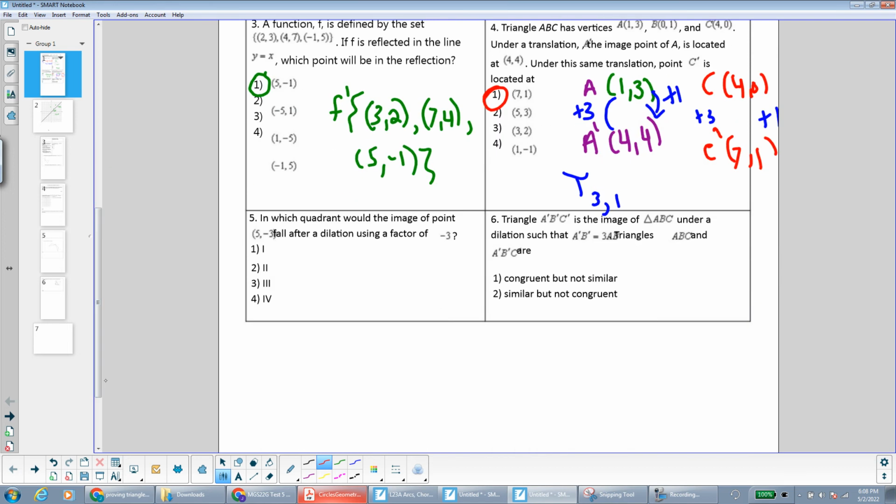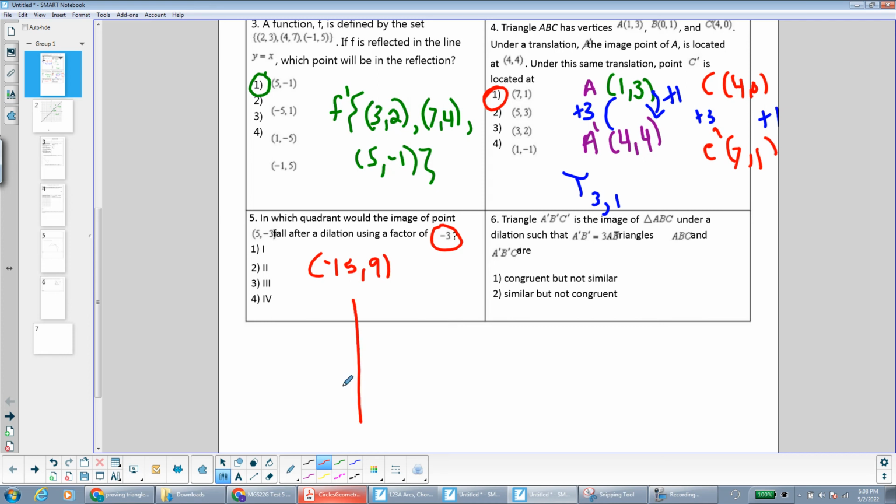In which quadrant would the image of point 5, -3 fall after a dilation using a scale factor of -3? So remember, if it's not specified what the center of dilation is, we do assume that the center of dilation is at the origin, which means that we can use our rule to dilate by our scale factor of -3. All we need to do is multiply the x and the y coordinate by -3. So that tells us that our dilated point would be the point -15, 9.